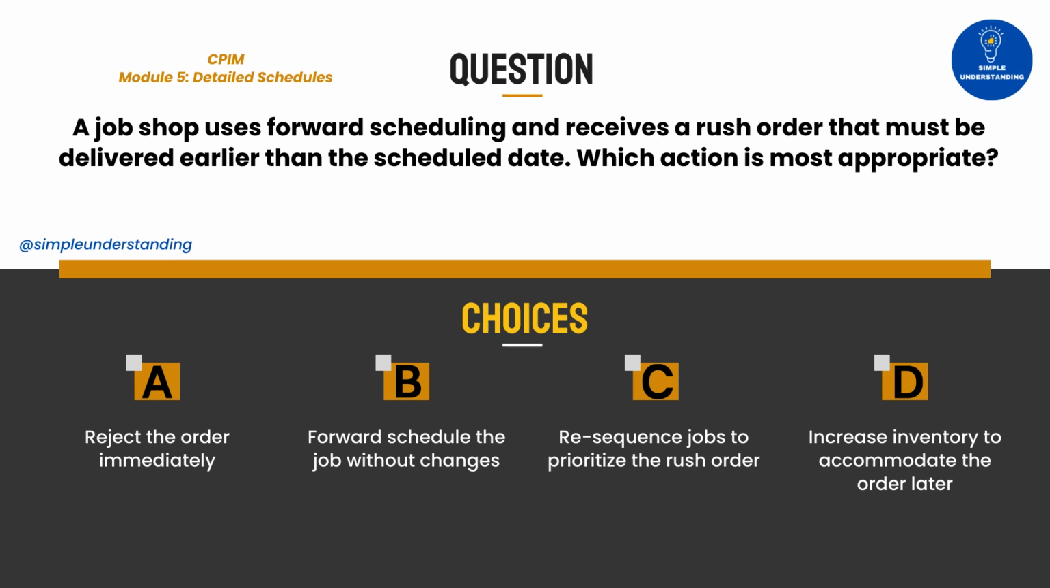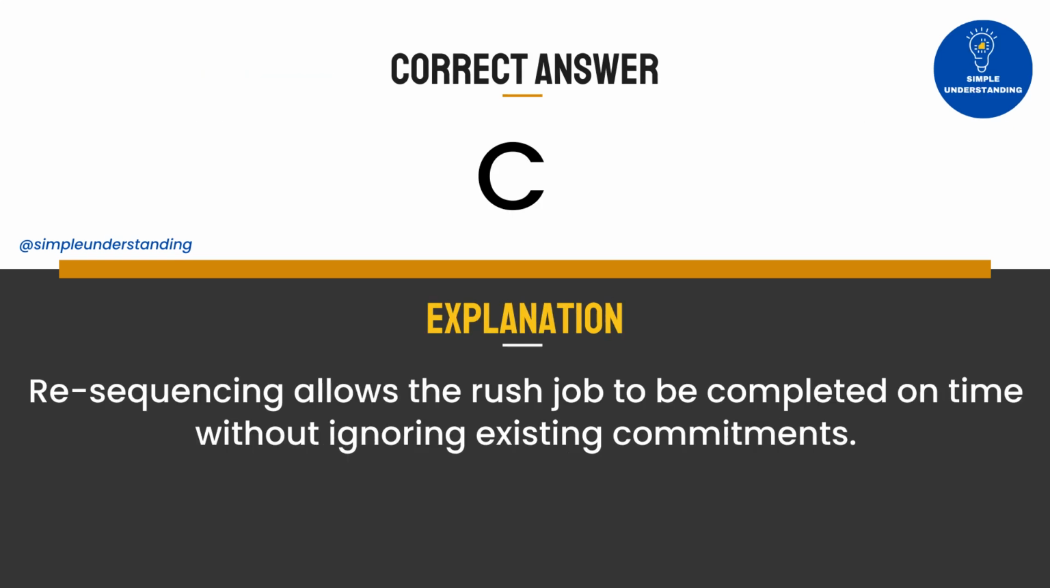Question 5. A job shop uses forward scheduling and receives a rush order that must be delivered earlier than the scheduled date. Which action is most appropriate? A. Reject the order immediately. B. Forward schedule the job without changes. C. Resequence jobs to prioritize the rush order. D. Increase inventory to accommodate the order later. Correct answer, C. Explanation. Resequencing allows the rush job to be completed on time without ignoring existing commitments.